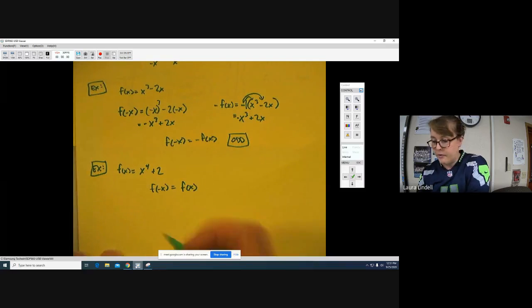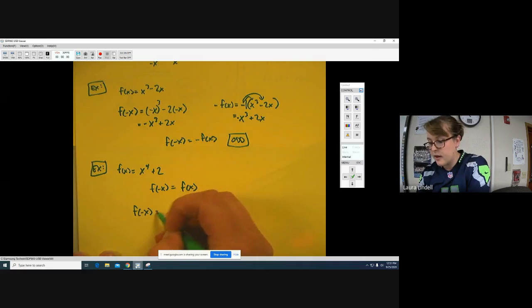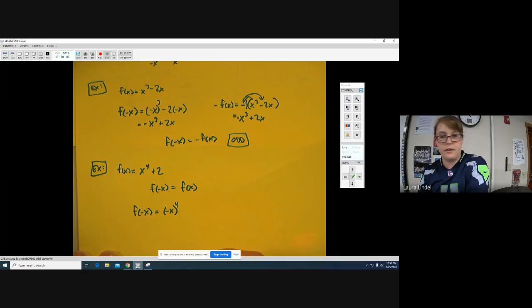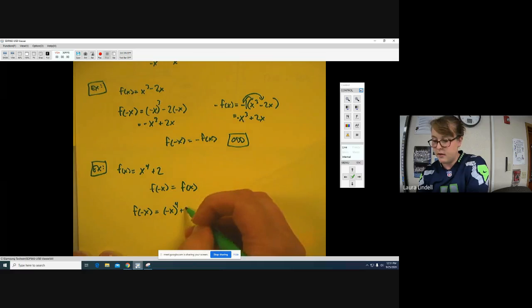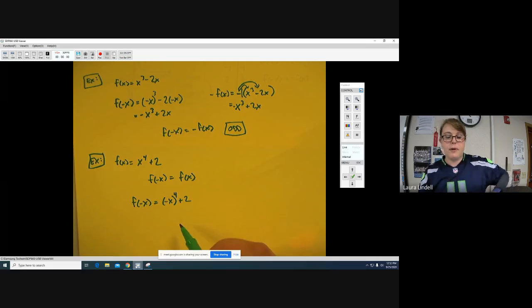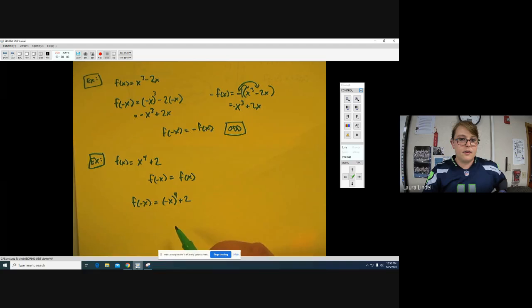So I'm going to figure out what is f of negative x. Well, that would be negative x to the fourth power, because you're just plugging in negative x anywhere you have an x, plus 2. But then anytime you have something negative to the fourth power, does it stay negative or does it become positive? What's anything to the fourth power, no matter what? Positive, right? Yeah, anything that's negative, if you put it to an even power, it becomes positive.